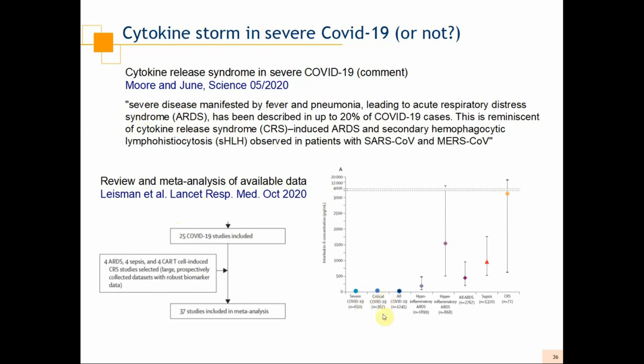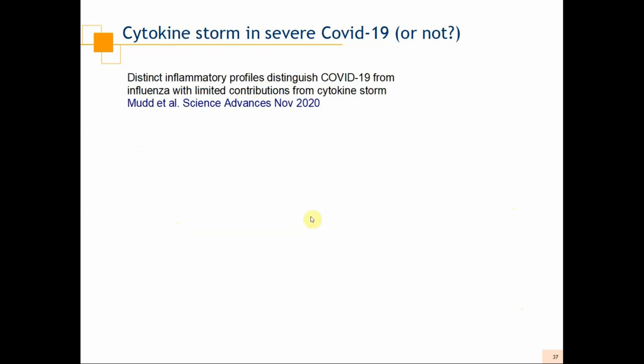And look at this here, not really that high, compared to all COVID-19, or the severe and the critical cases. They are not really massive, especially if you look at the real acute respiratory distress syndrome, where you've got massive levels of IL-6, or this cytokine release syndrome, where you really have much higher levels. And compared to sepsis, severe COVID-19, it's not really that high. So that's one indication that this is maybe not so important.